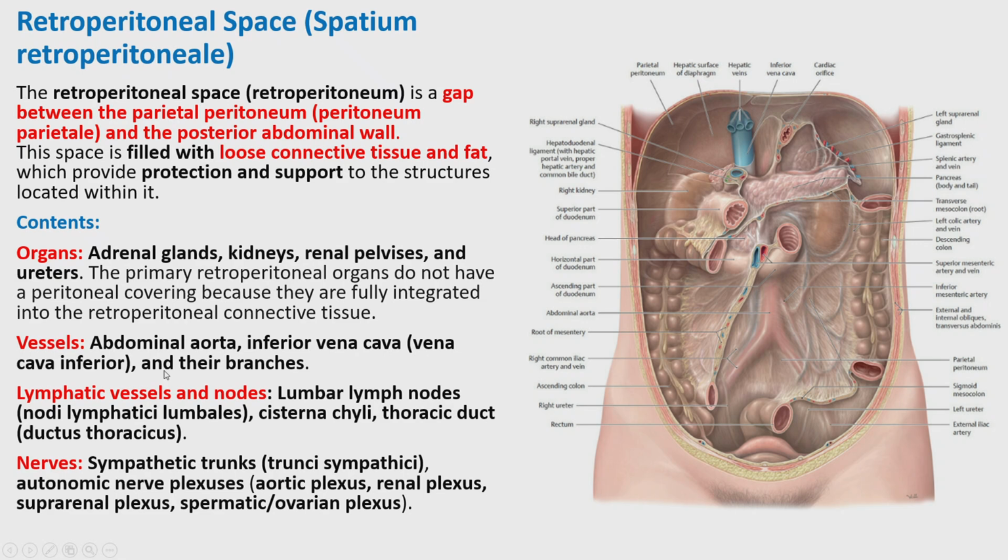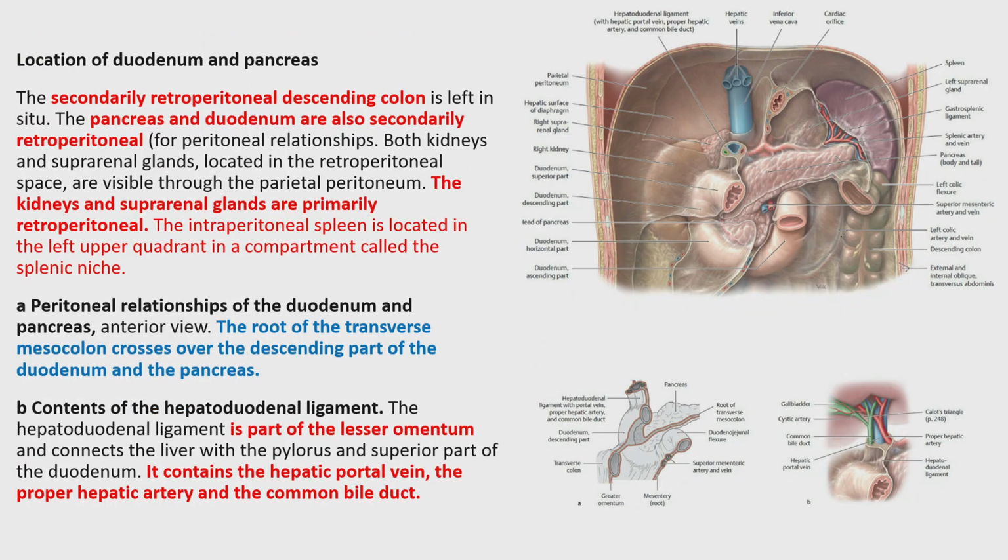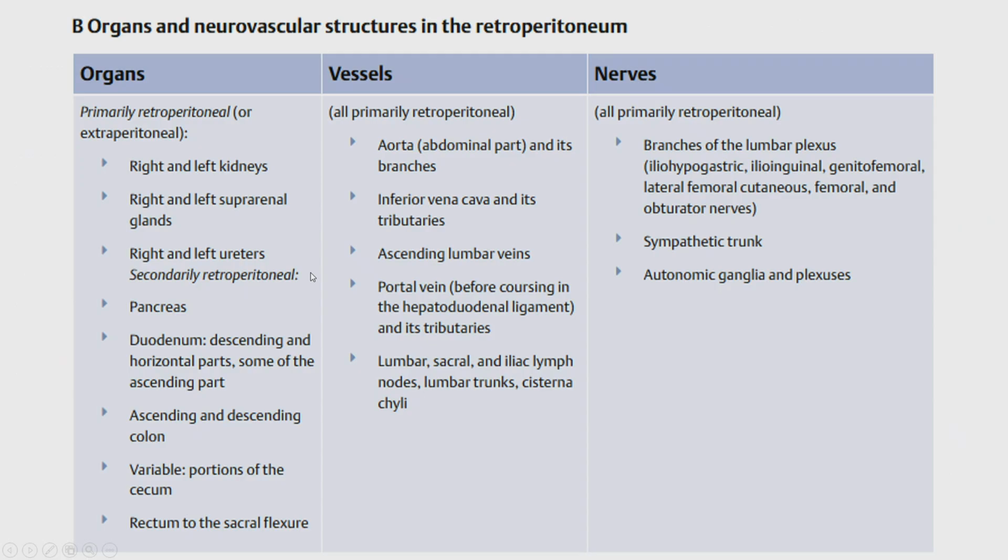The secondary retroperitoneal organs, who knows? Yes? Kidney is not secondary. Yes? The pancreas and the main part of the duodenum, they are secondary, and the ascending and descending colon also. Those are the secondary retroperitoneal organs, as mentioned here.